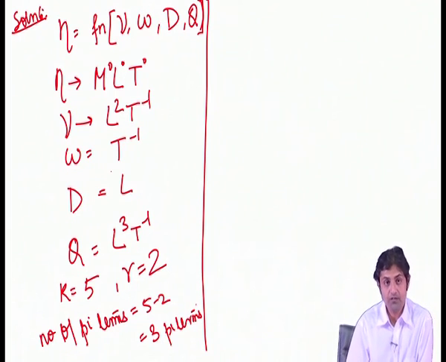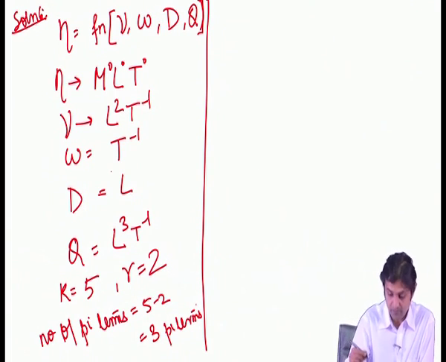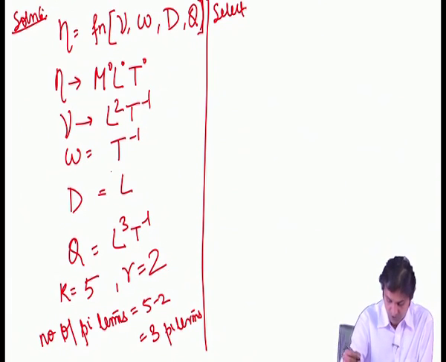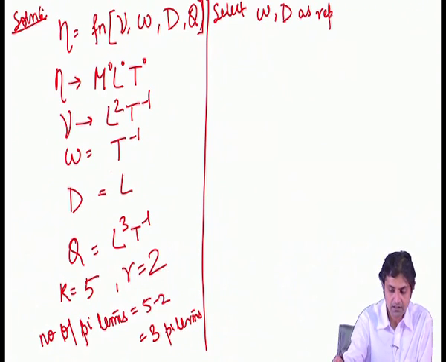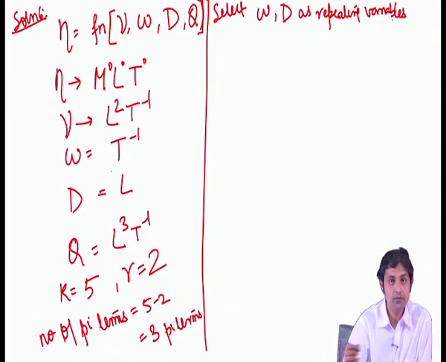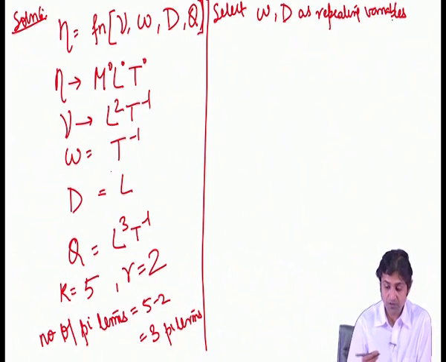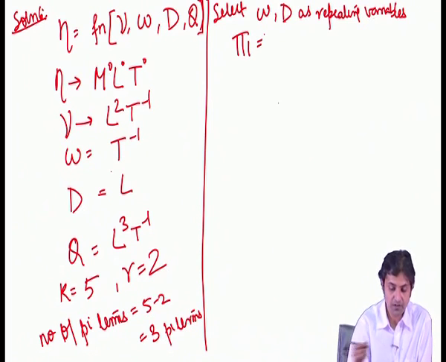So, the next step always is we have to choose the repeating variables. The number of repeating variables should be the same as R. So, we are selecting omega and d as repeating variables. Okay. All right. So, the first pi term is very obvious, correct.